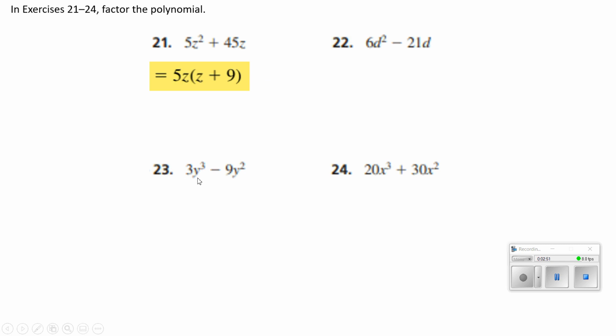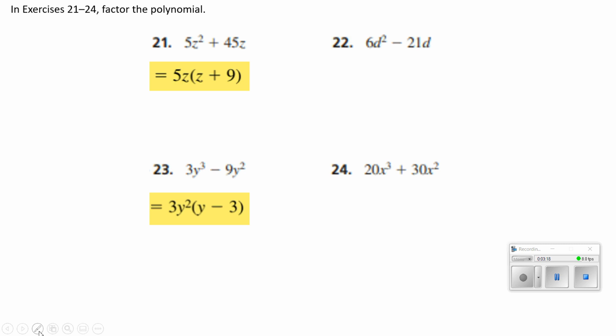Now it's 23. I see that 3 is going to go into both of these. So I'll factor 3 out, and then I'll factor y to the second power out. So this would be 3y to the second power times y minus 3. All right?